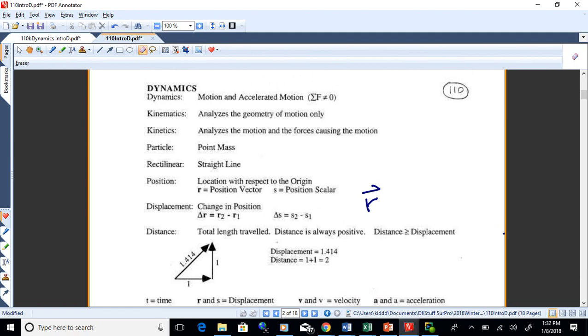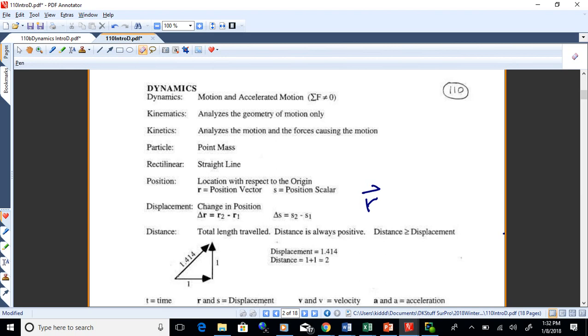Okay, now what we call displacement is a change in position. So delta R is your final position, R2, minus the initial position, R1. And then delta S is S2 minus S1. Distance is the total length traveled. Distance is always positive. Distance is always greater than or equal to displacement.